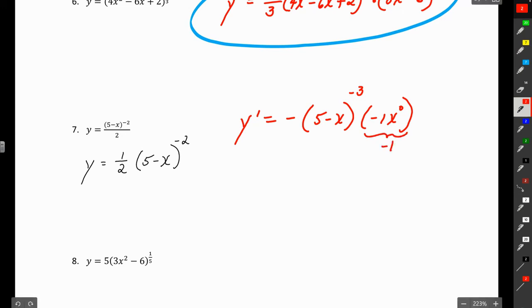And if we simplify this now, we have negative 1 times negative 1, a positive 1. And then this minus 3 means that we have to go from the numerator to the denominator to make that exponent positive. So we end up with positive 1 over 5 minus x cubed.